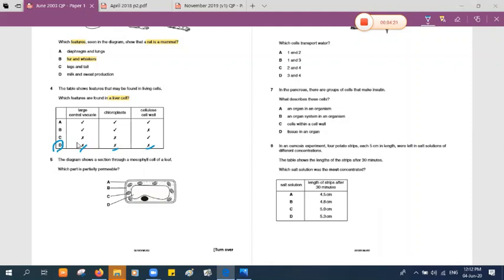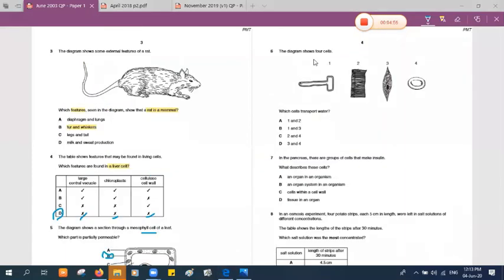Okay, for question 5, the diagram shows a section through a mesophyll cell of a leaf. Which part is partially permeable? Do you remember this word? Partially, yes, perfect. B. Thank you, B. Let's move to question 6 here.